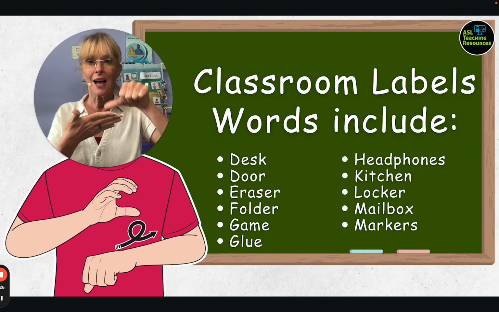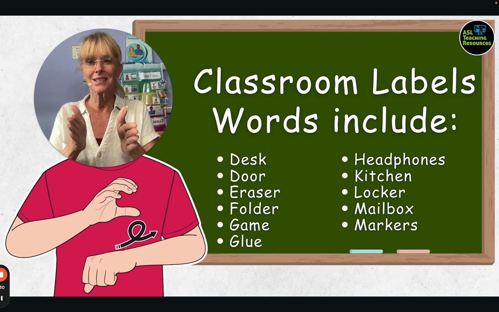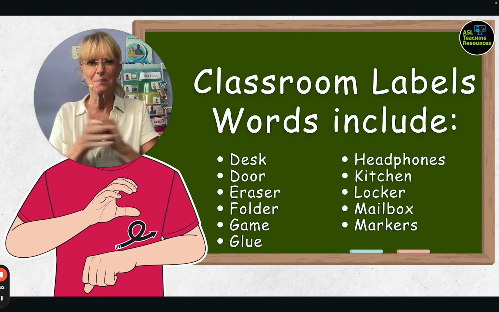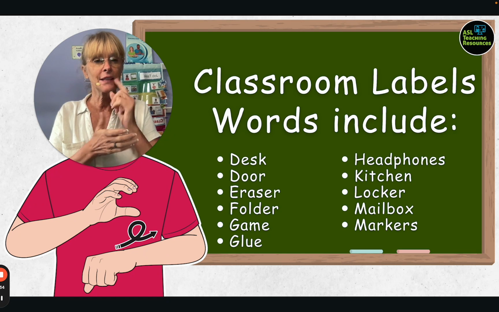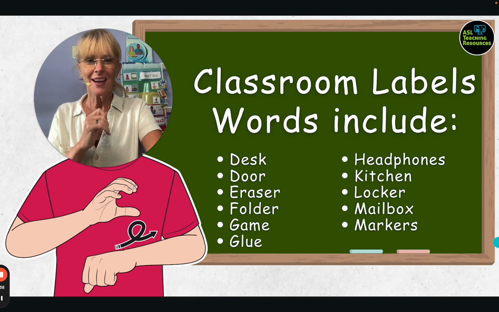Mailbox. This is a letter. Letter is a stamp, and then a box, just like you're making the shape. And I think this is a repeat, but we'll go for it. Markers.